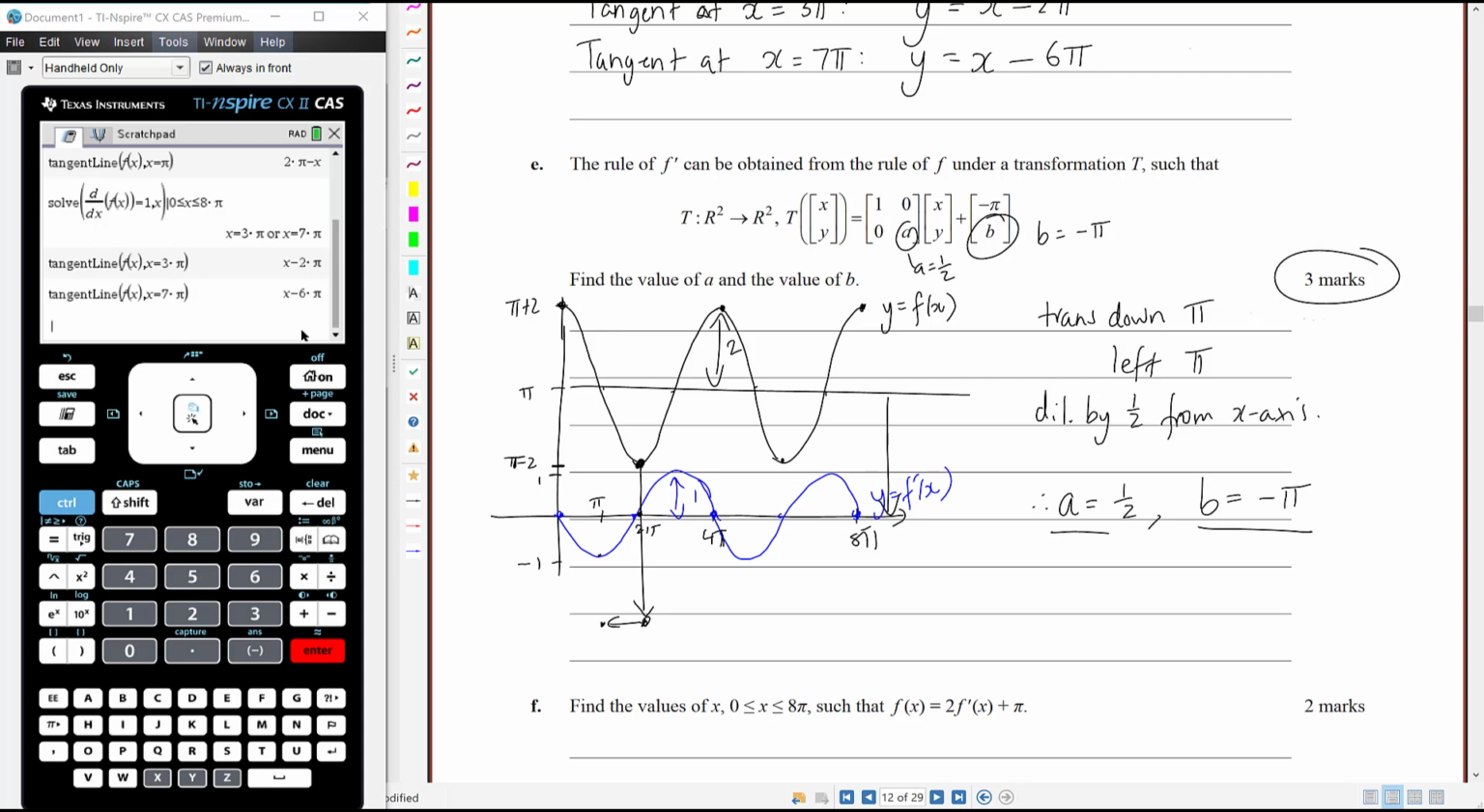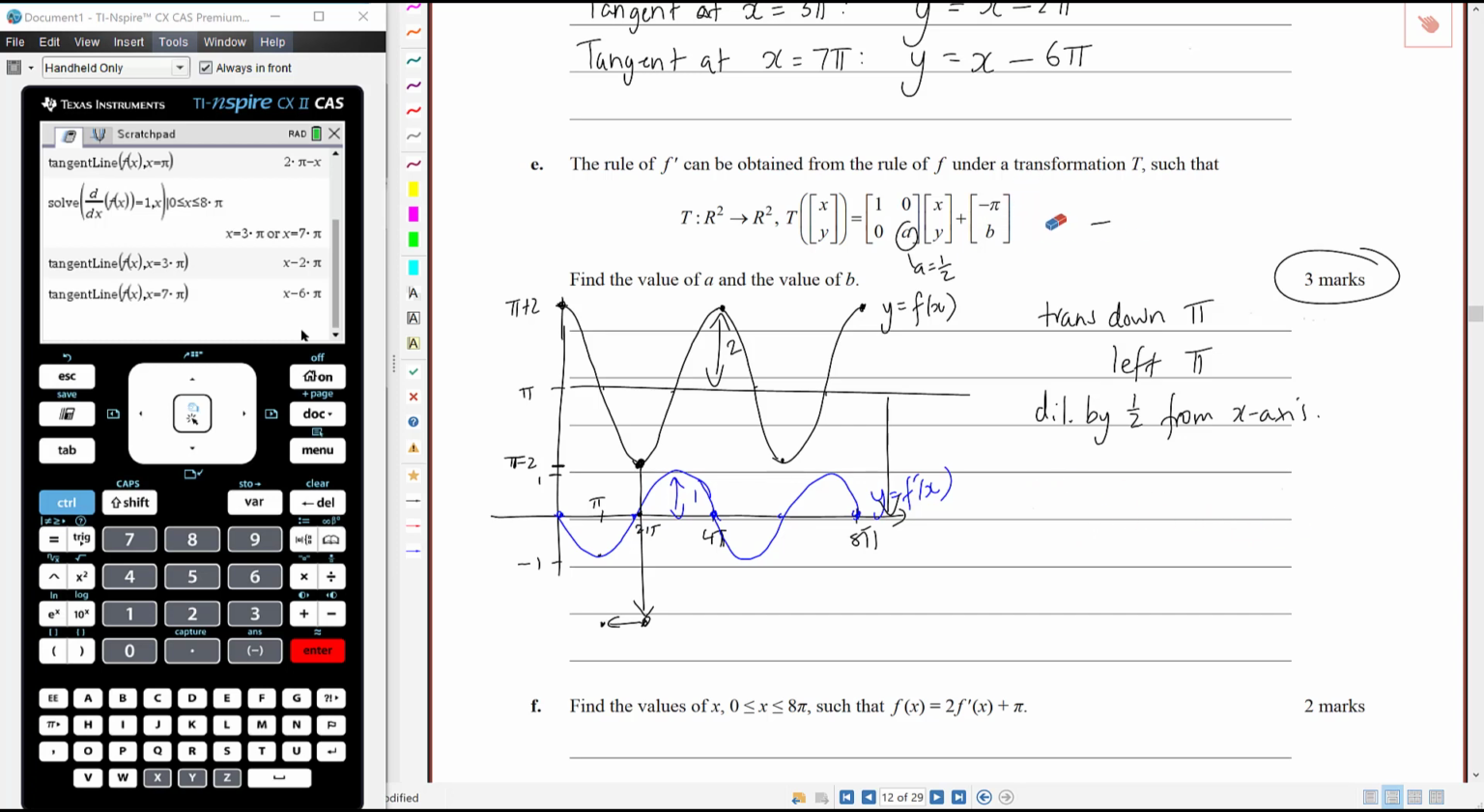I've just realised why this is 3 marks, and this is where it's important to think about it. These aren't in the right order. If I make b equal negative pi, that is happening after the dilation by half from the x-axis. I'm translating down by pi after I do the dilation, which will actually change what's happening. So that's actually not going to be correct. So we need to think about what we need to happen here.